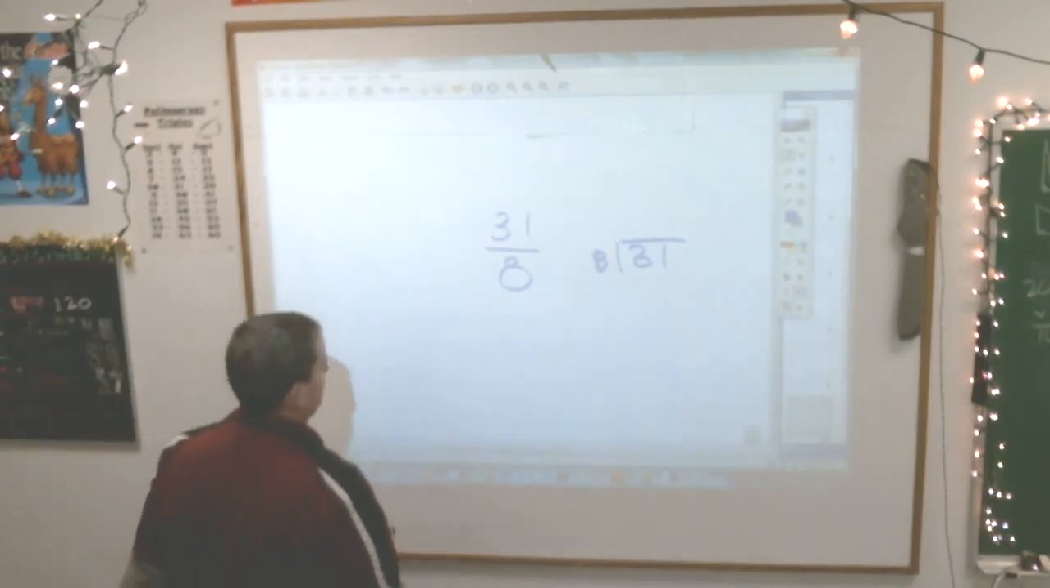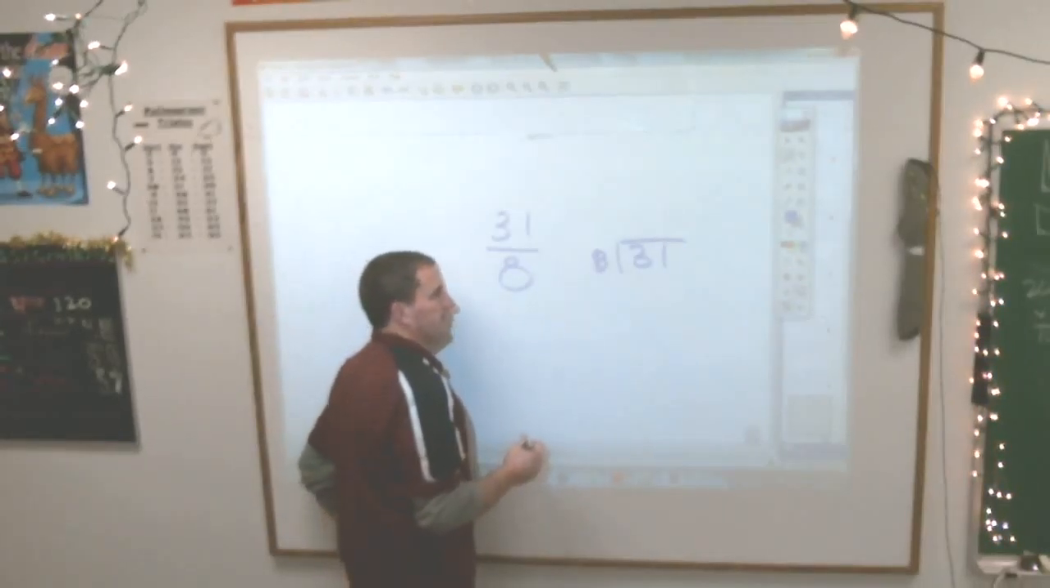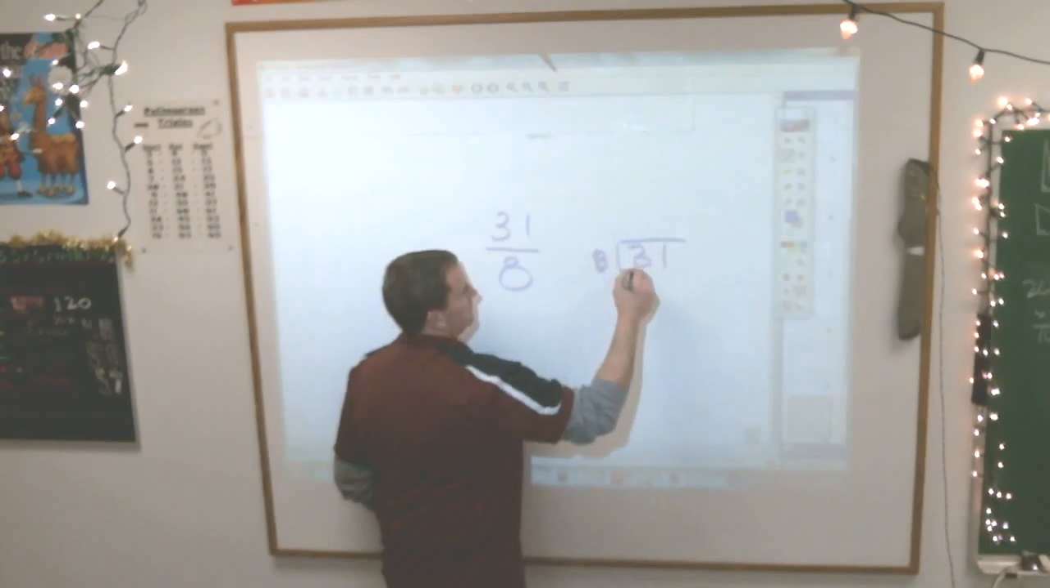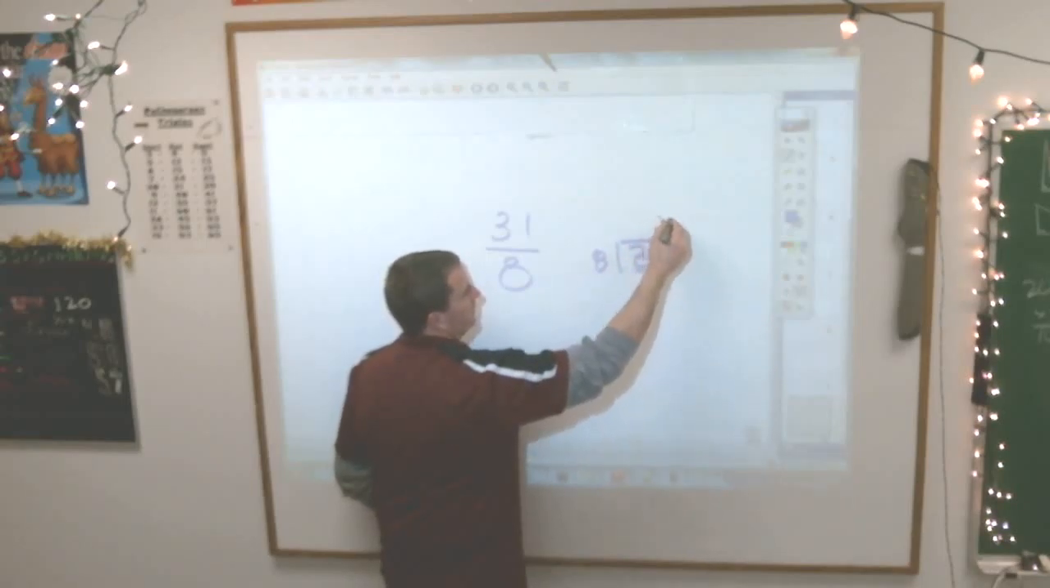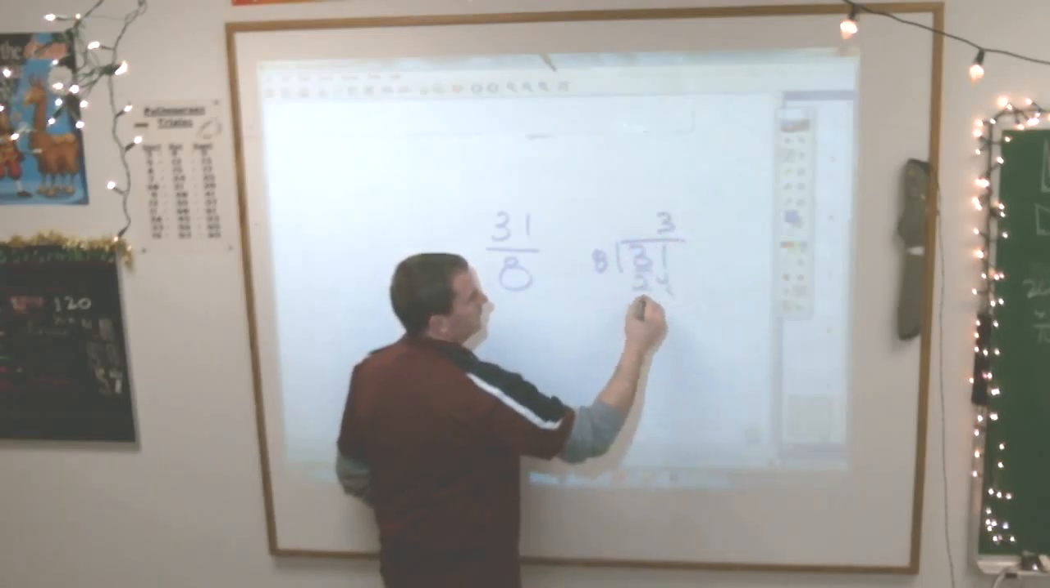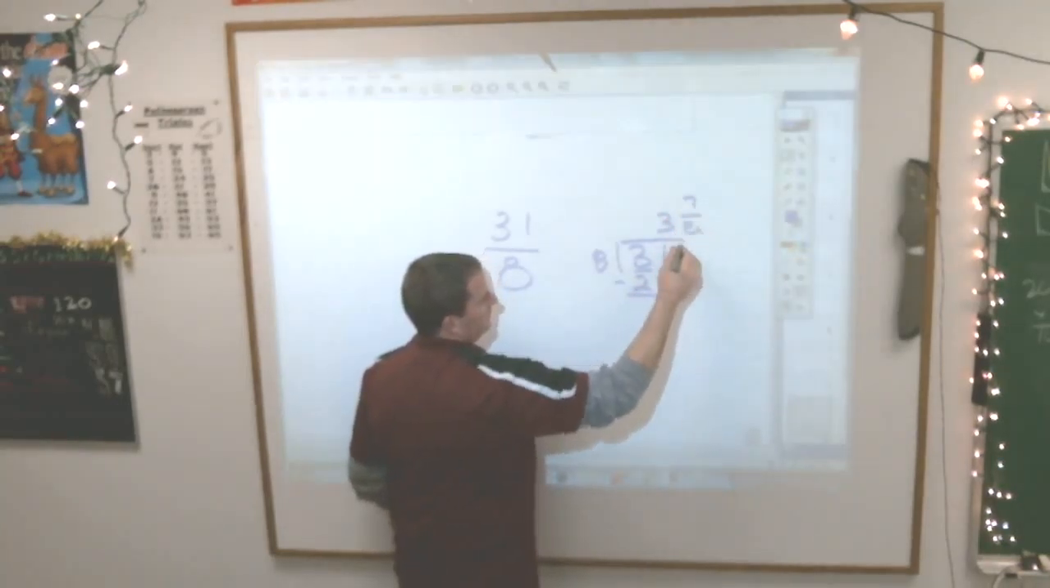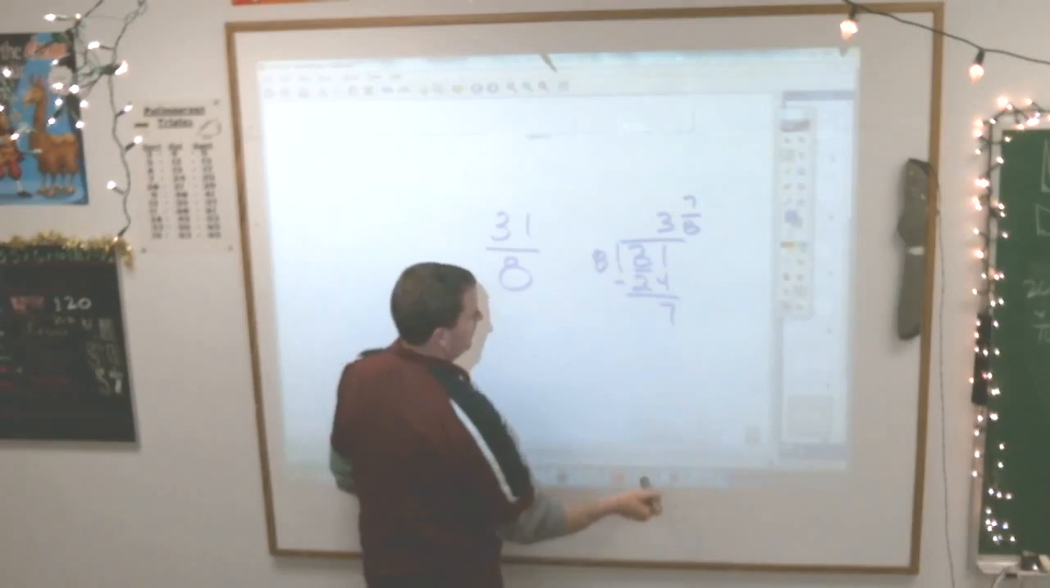We end up with 3 7/8. Does everybody feel like that's the answer? 8 doesn't go into 3, but it goes into 31 3 times, which is 24. You get a leftover 7 that gets made 3 7/8.